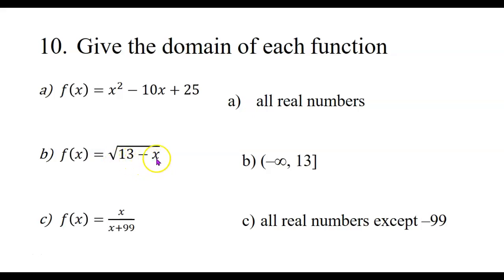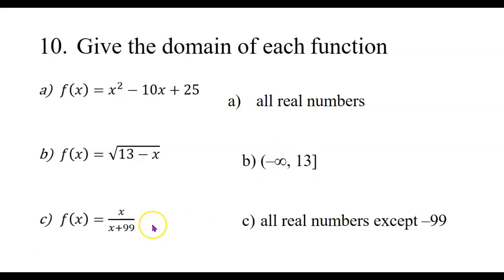But if x is any bigger than 13, then the 13 minus x comes out negative, and we're looking at the square root of a negative number. So the domain is everything less than or equal to 13. You could say it in words, you could write the inequality, x is less than or equal to 13, or you could write it in interval notation.